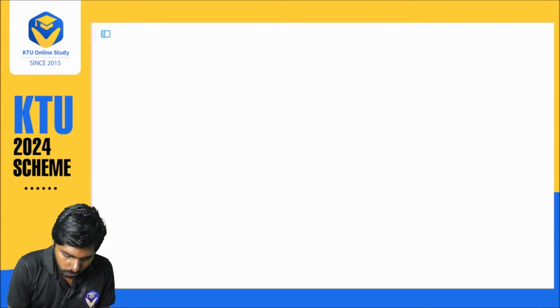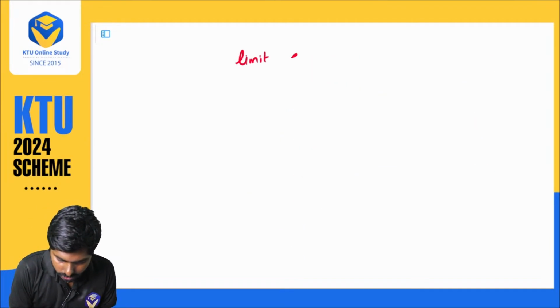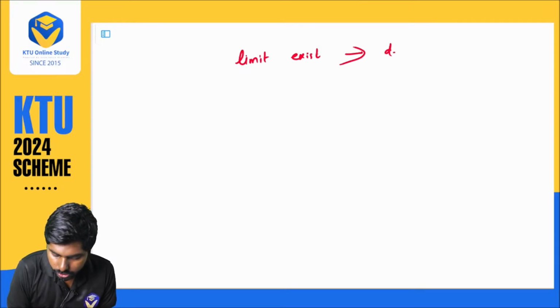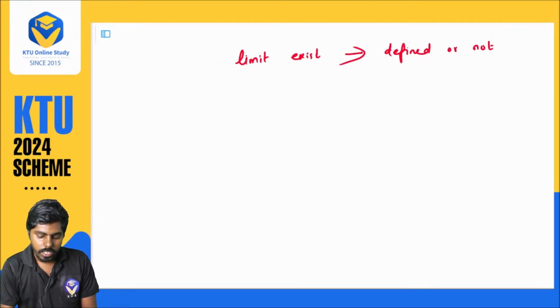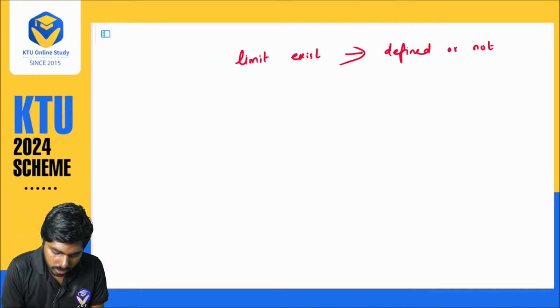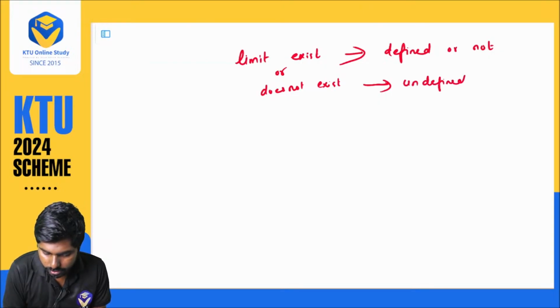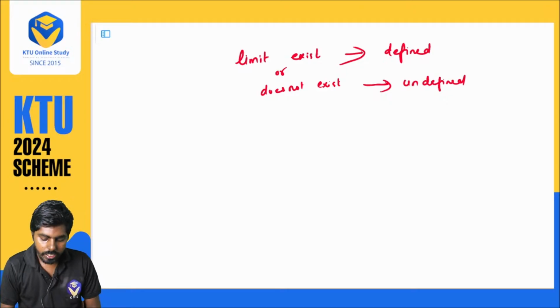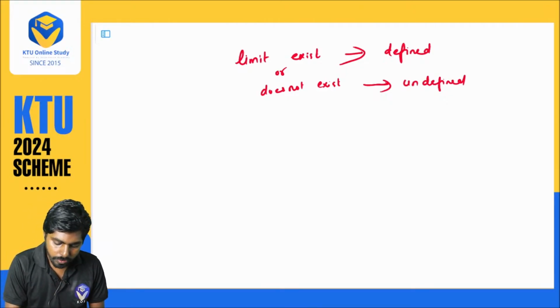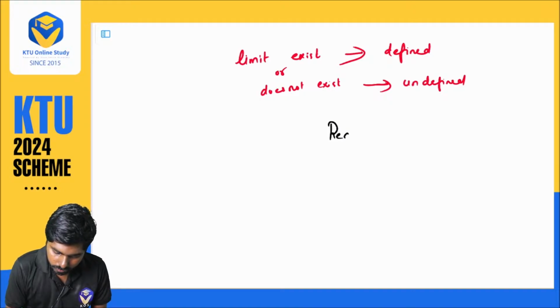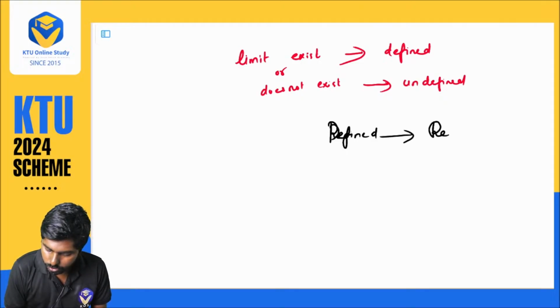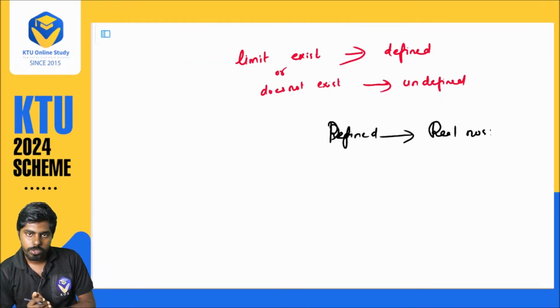Okay. So for a limit to exist, we need what? We want to check whether it is defined or not. If it is defined, the limit exists; if it is undefined, the limit does not exist. Otherwise, the limit exists when it is defined. Defined means what? Defined is nothing but being about real numbers. So now you will have a question: what is a real number?